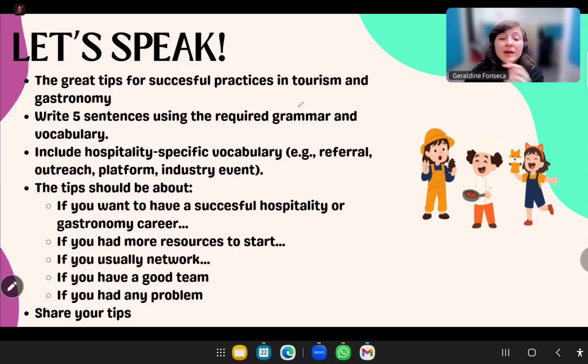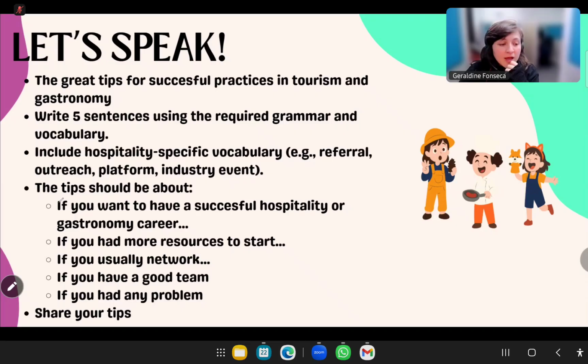Here, the main intention of this activity is that according to your own experience, you share those tips that people can follow in order to have successful practices in these two areas. Obviously, you are just going to talk about your own area and your own experience. The idea is to put them as tips because you are going to suggest these things to other people, yes?